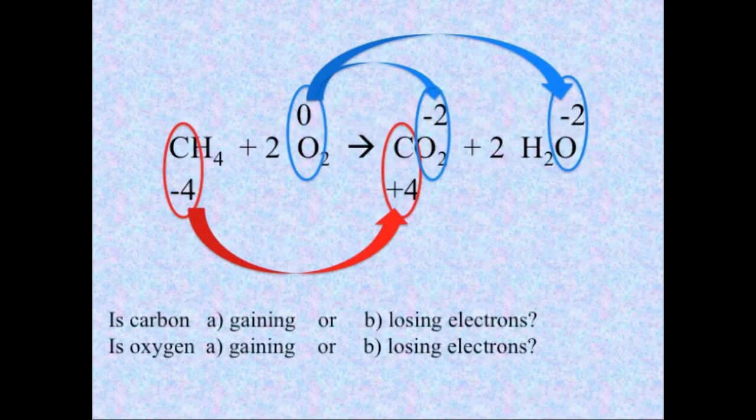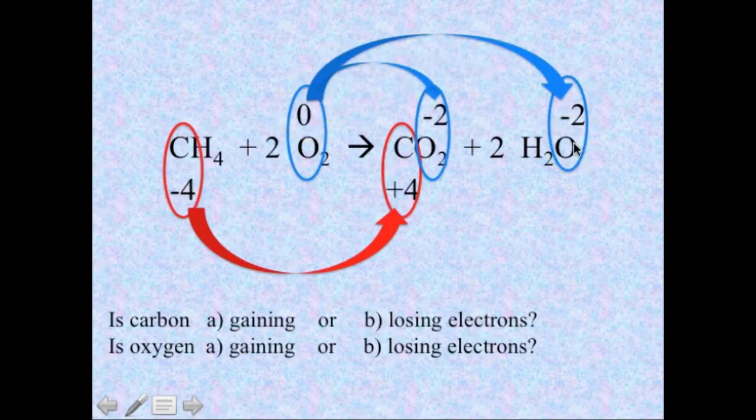So here's a couple of questions. Is carbon gaining or losing electrons? And is oxygen gaining or losing electrons? Okay, so remember that electrons are negative little buggers, so if something is becoming more positive, it's losing electrons. Carbon is losing electrons, and that's why its oxidation state is going from -4 to +4. On the other hand, oxygen is gaining electrons. It's going from 0 to -2.